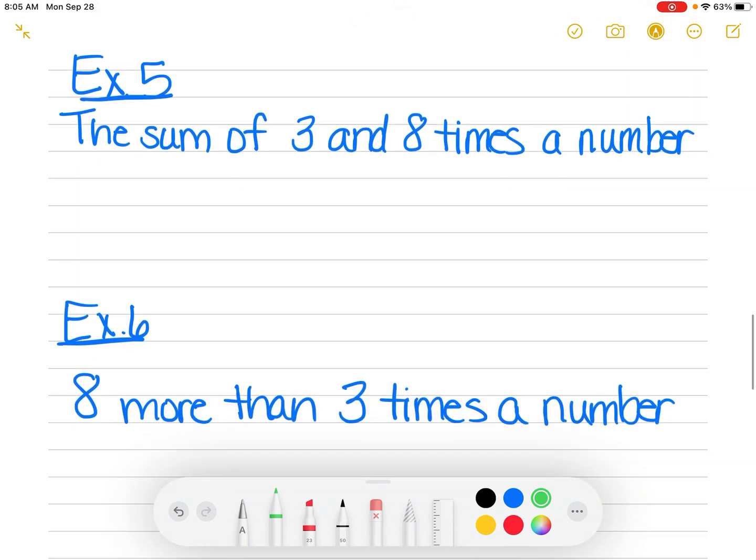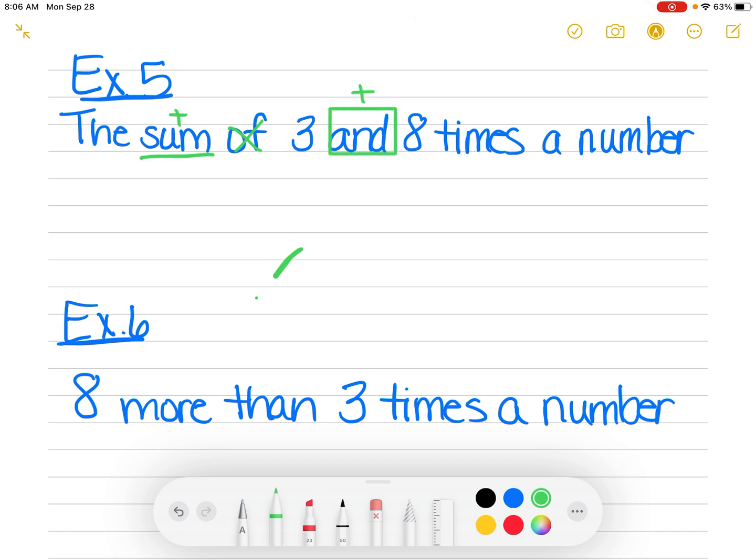Okay, so example 5. This one was the one I said was a little bit tricky. So let's go through what it is. Okay, so sum, remember, of does not mean times. We're just going to mark that out. Sum means plus, and we're going to put that plus where the word and is. So here's the word and. I'm going to put plus there.